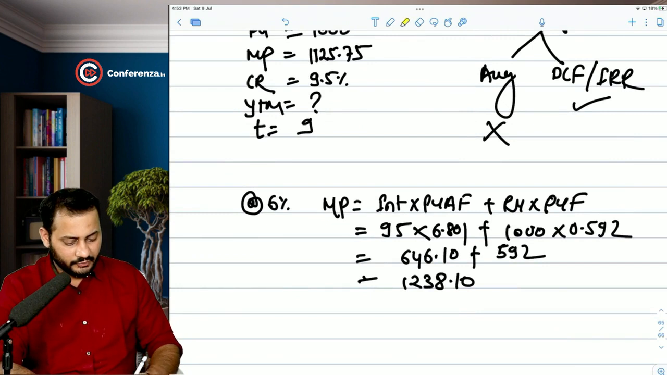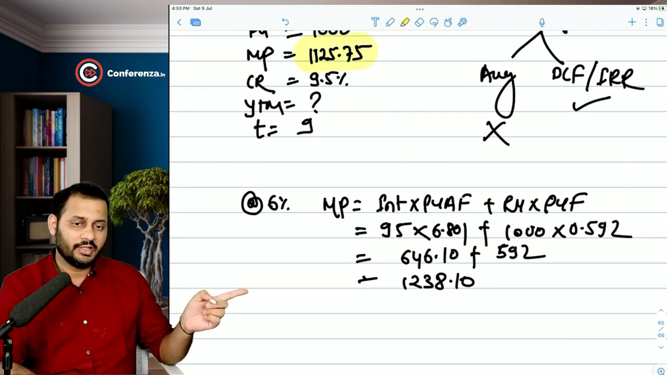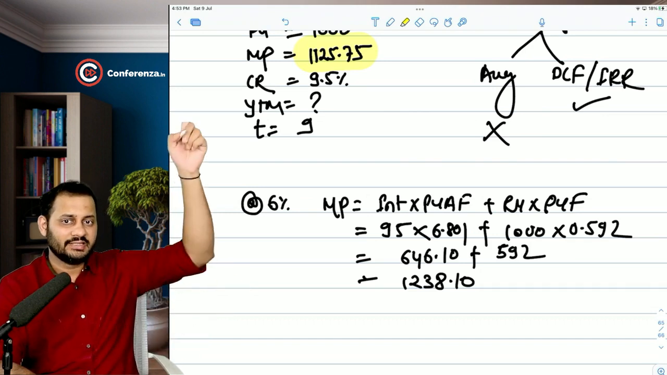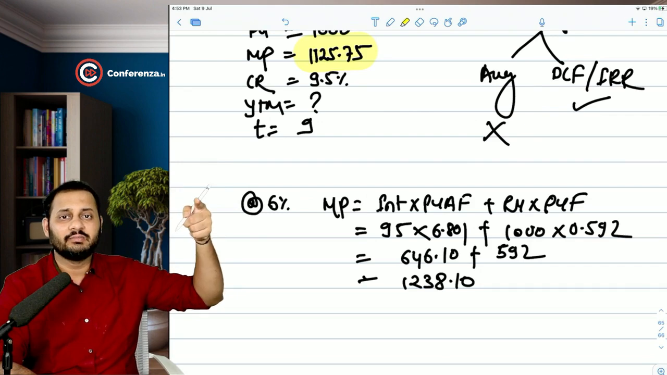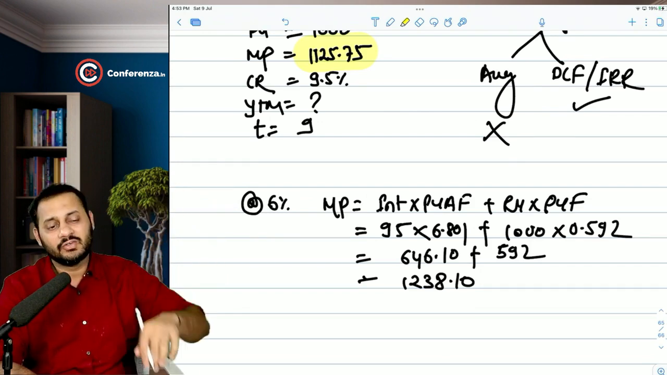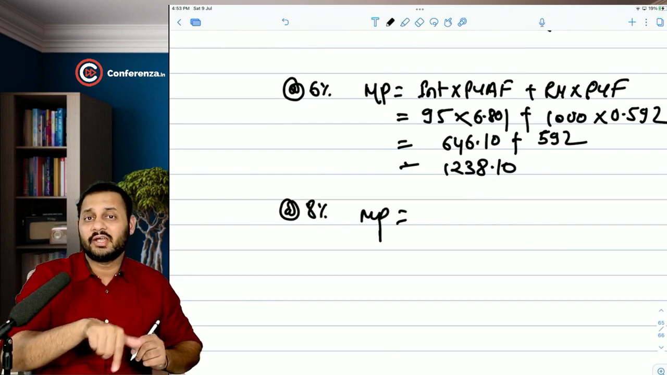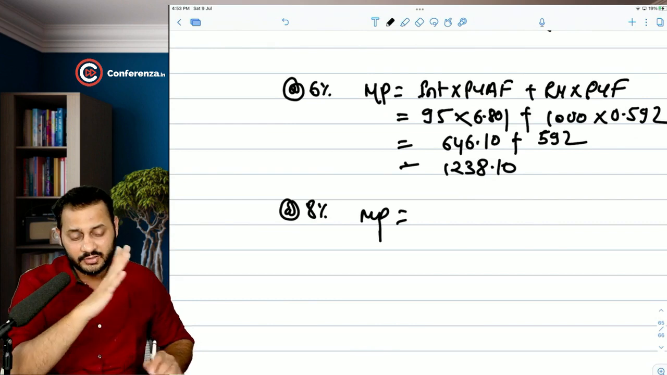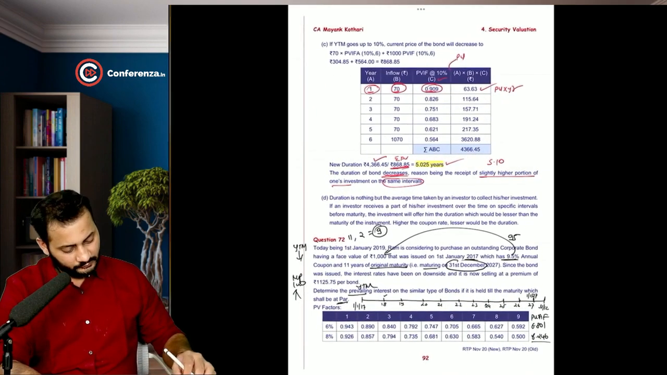Now tell me one thing. Your purpose was to reach at 1125, and now you are at 1238. So you want to decrease the market price from 1238 to 1125. In order to decrease the market price, you will have to increase the YTM, inverse relationship, and that's why the second rate of 8% is given to you. Don't take 7% or 9% or anything else. Take this one only. There is a reason why they have given you the figures.